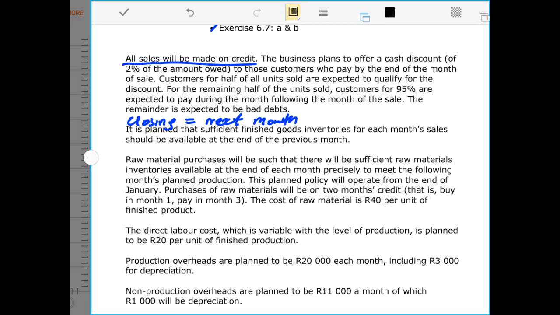Sorry, it's equal to next month's sales, not production. So the closing inventory should be equal to the sales of the next month. Yes, closing inventory is equal to the sales of the next month.